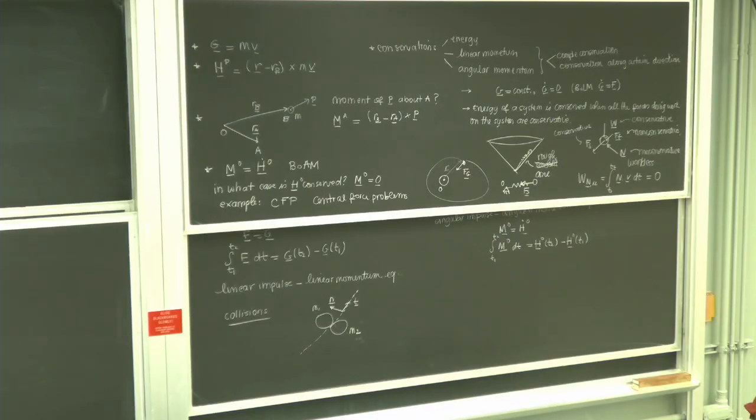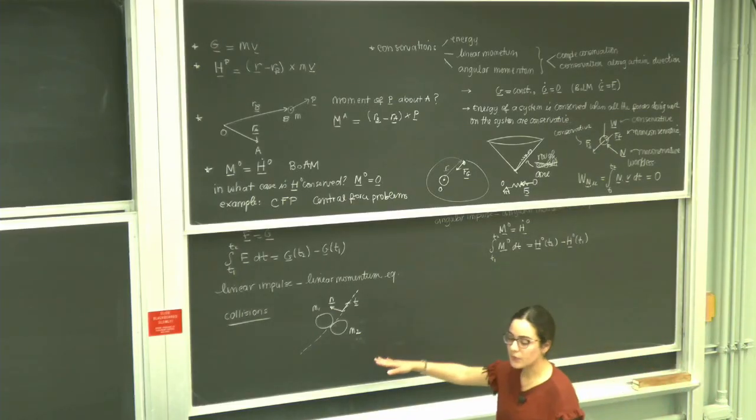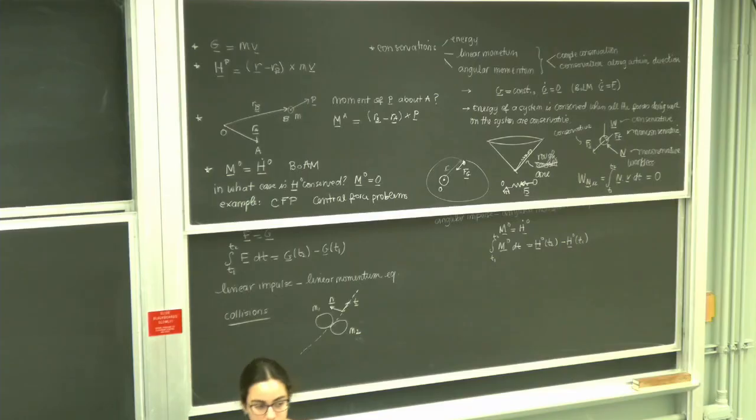I want a list of all the conservations in this problem. Think about it, chat with your neighbors, a list of all the conservations.